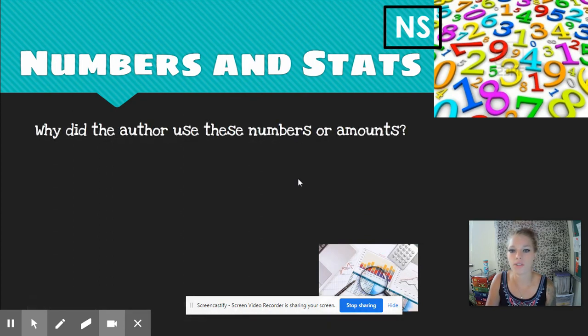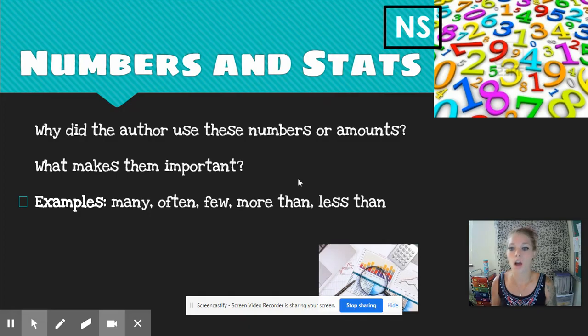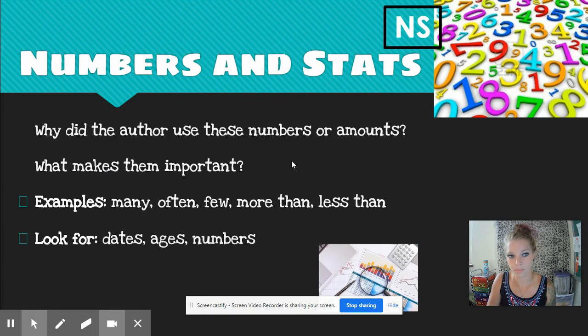Why did the author use these numbers or amounts? Typically, an author uses them to kind of wow you, to show you, here's the proof. Here's the statistic about why you should believe this. You want to think about what makes them so important. An example may be an author uses words like many, often, few, more, less than. If you see words like always or never, those are very strong words. And if an author is going to use that, they better back it up with some statistic or they better be able to explain themselves.